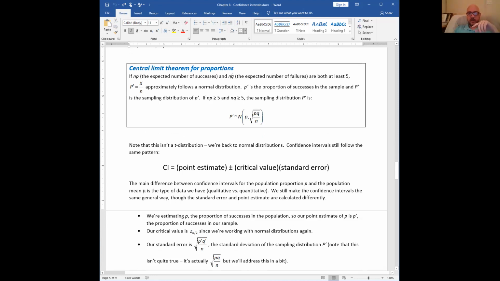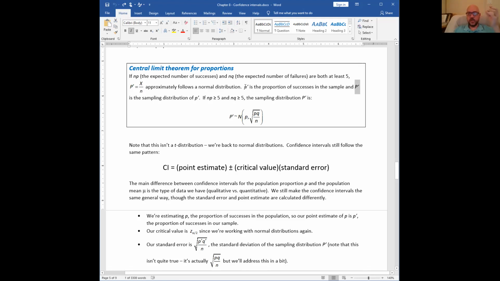If the expected number of successes and the expected number of failures are both at least 5, then it is reasonable to approximate the sampling distribution of p prime, the sample proportion, with a normal distribution. Little p prime is the proportion of successes in the sample. Big P prime is the sampling distribution of little p prime, right?